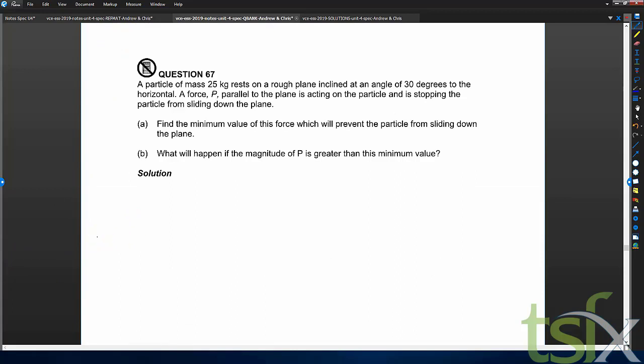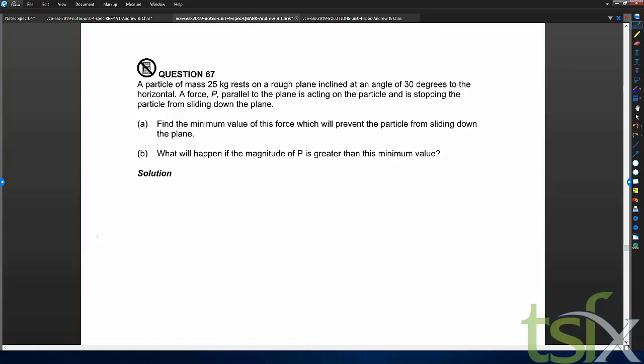So this time we've got a particle of mass 25 kilograms, which rests on a rough plane inclined at 30 degrees to the horizontal. A force of P parallel to the plane is acting on the particle and stopping the particle from sliding down. Find the minimum value of this force which will prevent the particle from sliding down the plane. What will happen if the magnitude of P is greater than this minimum value?